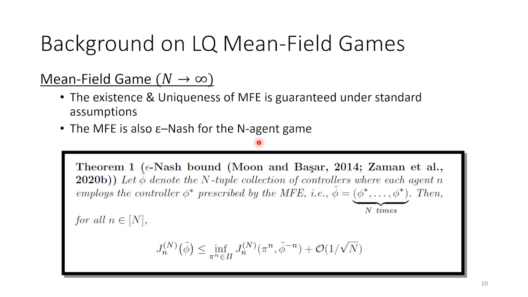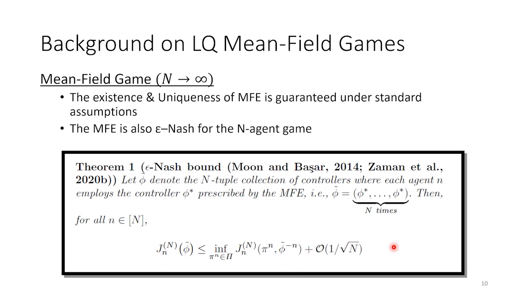What that means is that if someone gives you the mean field equilibrium, but you have an n-agent game, let's say a 100-agent game, or even a 10-agent game, you make all those agents follow this mean field equilibrium controller, u star, right? Under this kind of prescription for each agent, you get an epsilon Nash equilibrium. So even though you solve for the infinite limit, it's a pretty good equilibrium even for the finite game.